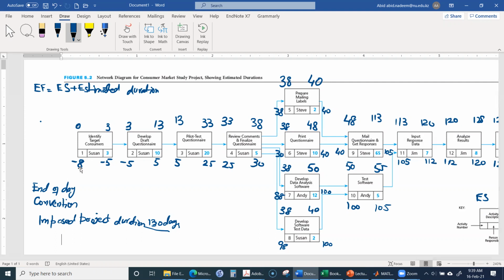Remember that we normally do not do this kind of calculation. In the end, what we get is like 0 and then 3, 3 like that. But there is no hindrance for us to perform this kind of calculation in which we can show that there are some negative times over here. But the negative times simply show that these activities must be started earlier.